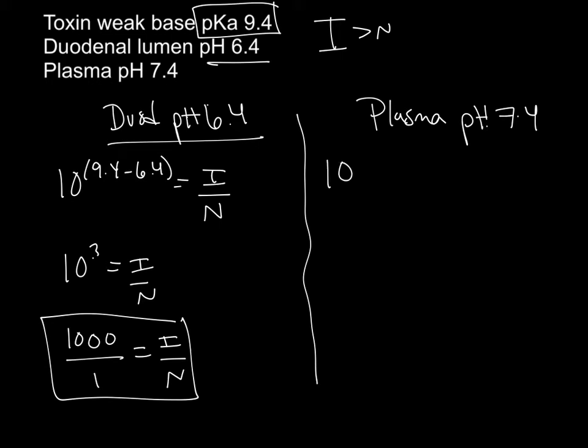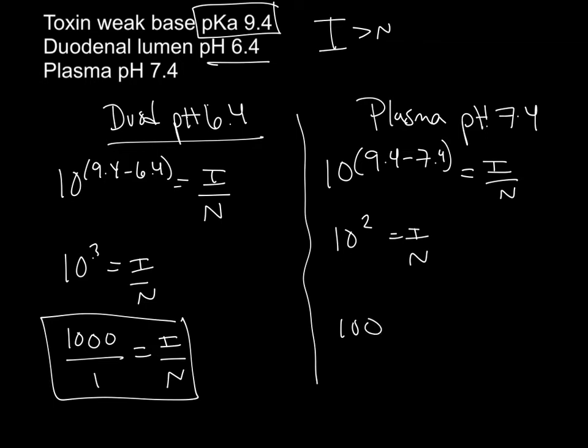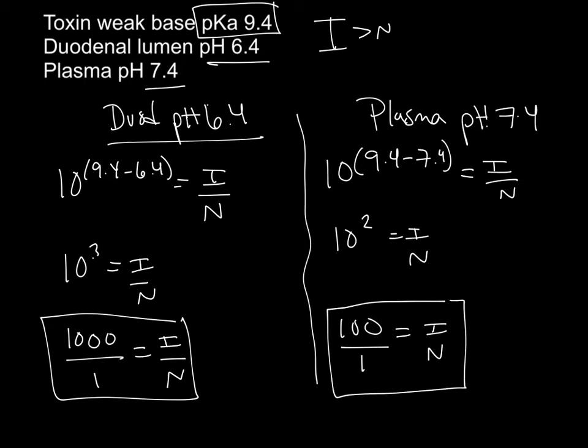On the plasma side, likewise, we've got our pKa of 9.4 minus 7.4 equals I over N. So in this case, 10 to the 2 equals I over N, so 100 over 1 equals I over N. Same idea. The pH here is still lower, more acidic than the pKa of the drug, but not as much. So the I predominates, but not by as great a degree.